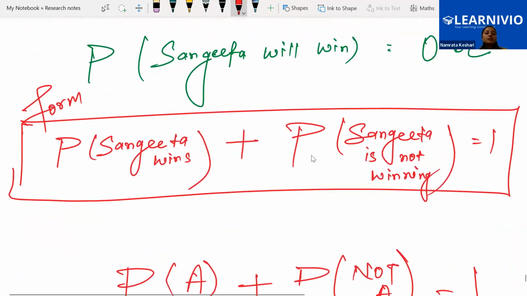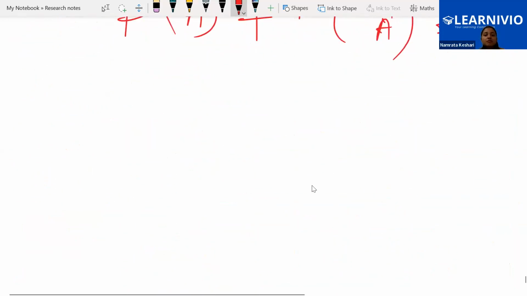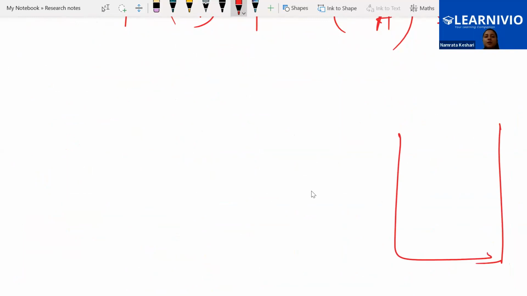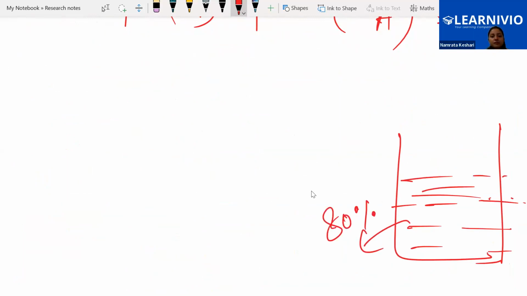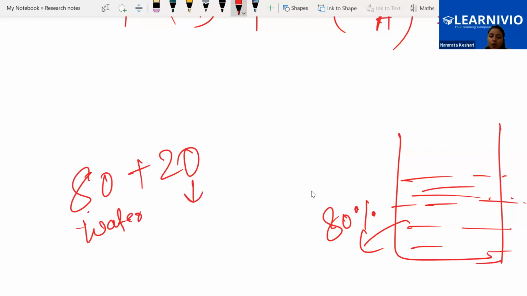Why will it always be 1? Just see the example of percentage. Suppose I am saying that in this glass there is 80% water. Can you tell me what the empty portion is? 80% water is there, so the empty portion is how much? 20%. So 80 plus 20, can you see? The water portion plus the not-water portion makes 100.